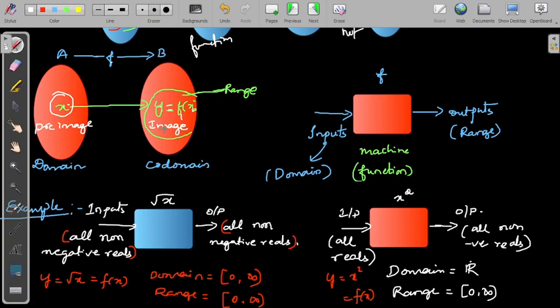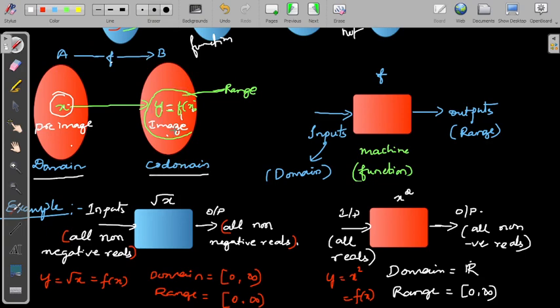So this y is called the image and this x is called the pre-image. X is the pre-image of y and y is the image of x. These are the terminologies which we use in functions. And if f is a function from A to B, the first set is called the domain and the second set is called the codomain.